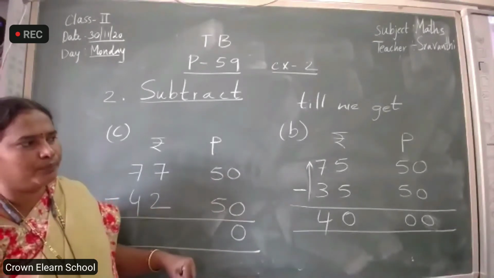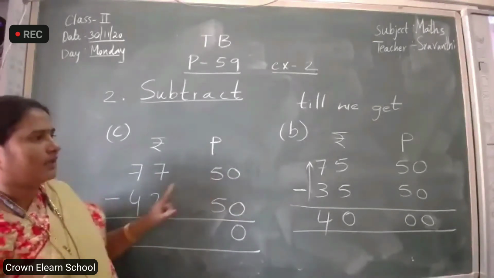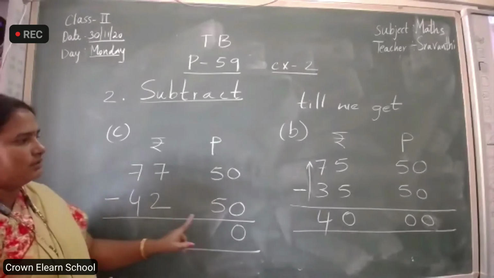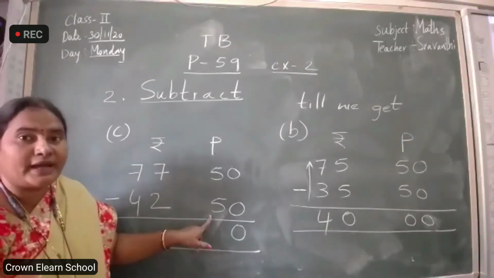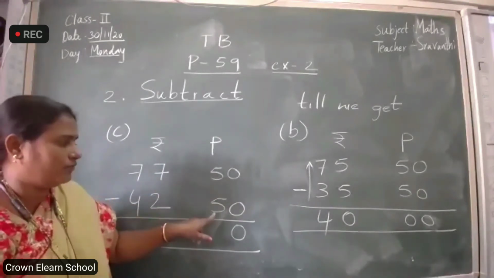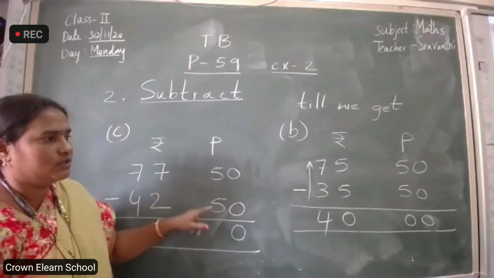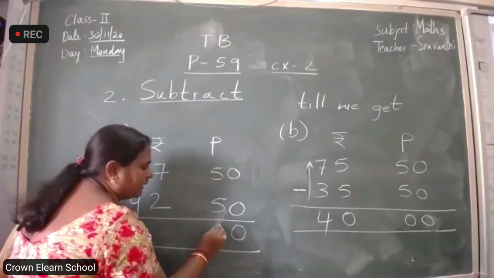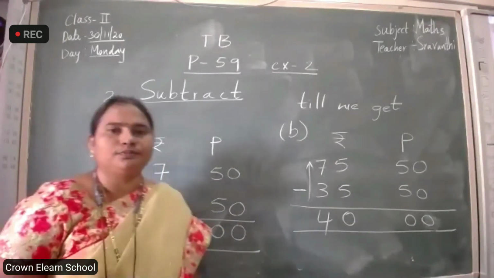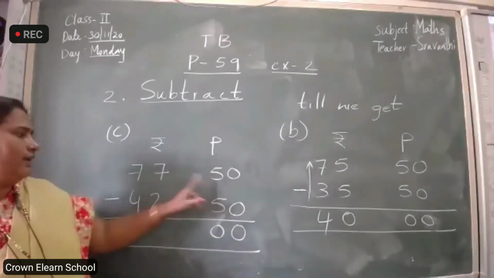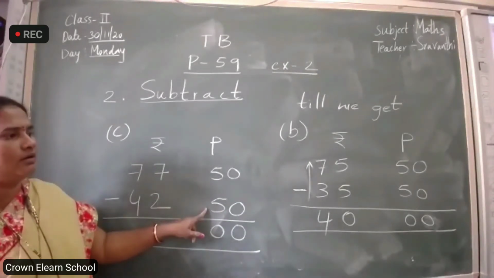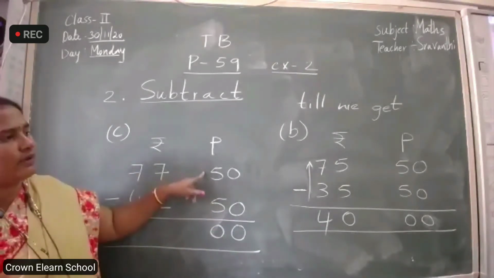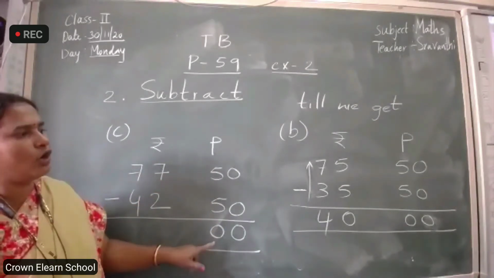Now, 5 minus 5. Subtracting the same number. 5 minus 5. So what do you get? According to the property, you get 0. 5 minus 5 is 0. Subtracting the same number, subtracting 5 from 5. So you get 0.